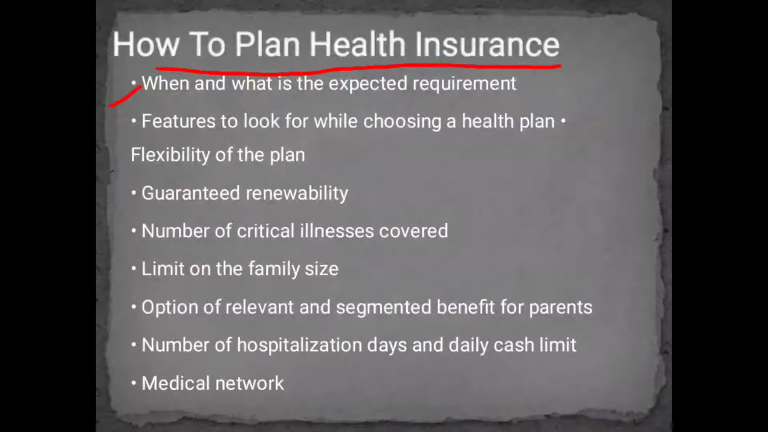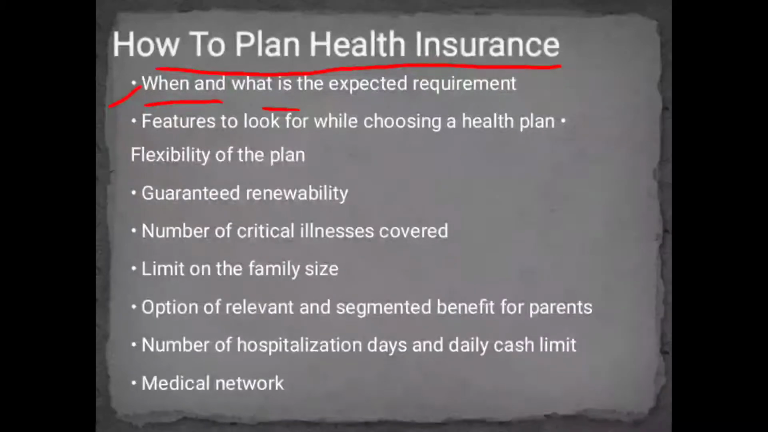Sometimes you may feel that at a very young age you don't require a very huge health insurance policy. For example, per year you have to pay 5,000 for one insurance, and that amount is not refunded, and you are of the age 25, 26, 27. At that age, usually people won't prefer that, because that's not a time when you get sicknesses. That's why when and what is the expected requirement is the basic thing.